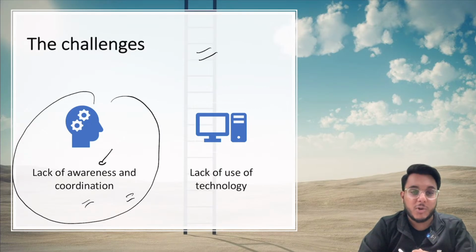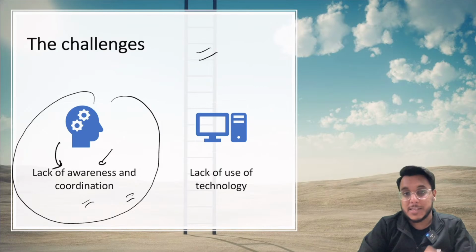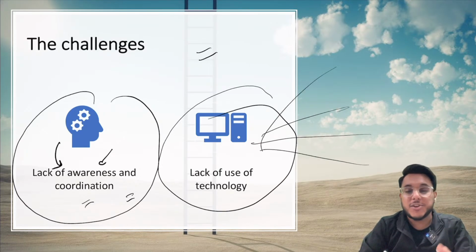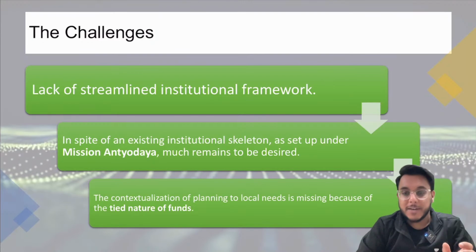Government departments don't have coordination or awareness on that particular part. Even the elected panchayat members don't have awareness, people don't have awareness. Secondly, we are not using technology efficiently and effectively, which can actually help in meeting SDG targets. So these are certain issues that we have.